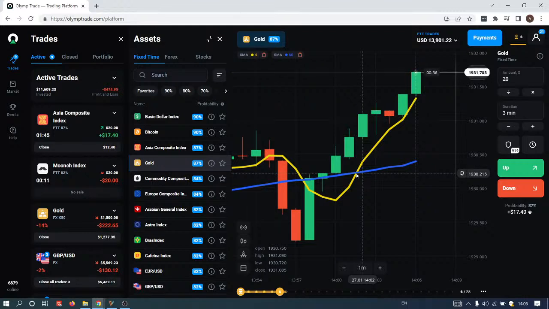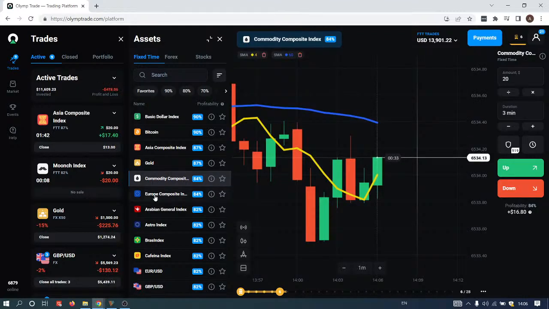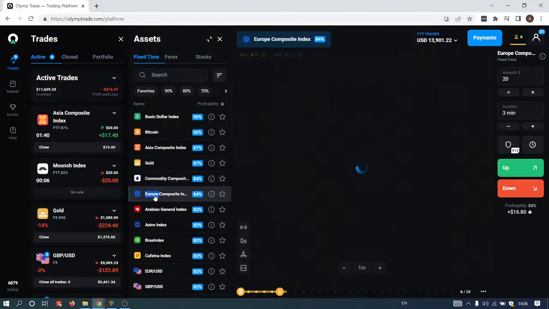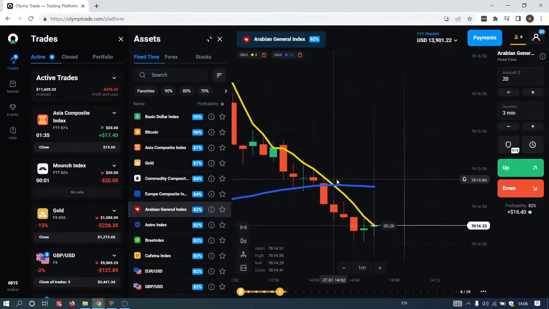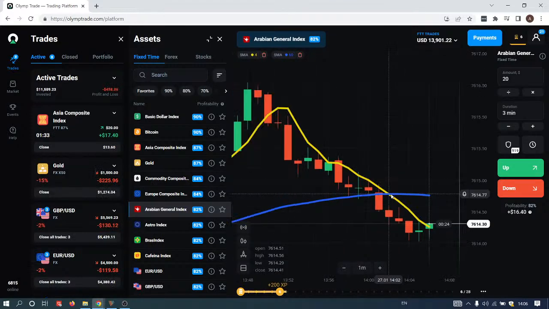Here is the same story, on the Arabian General Index. There was a recent signal, and unfortunately it appeared here, and I wasn't there.